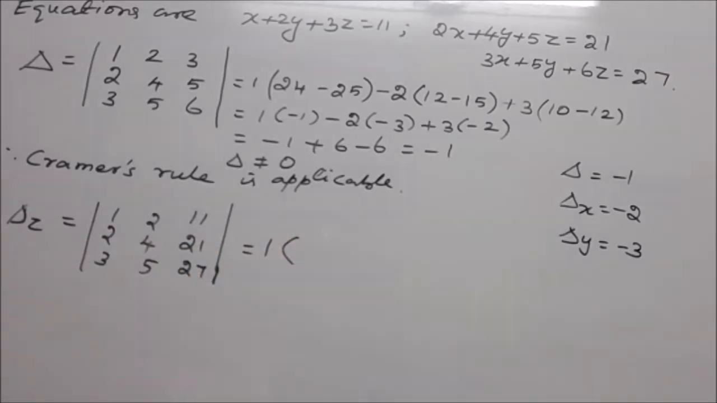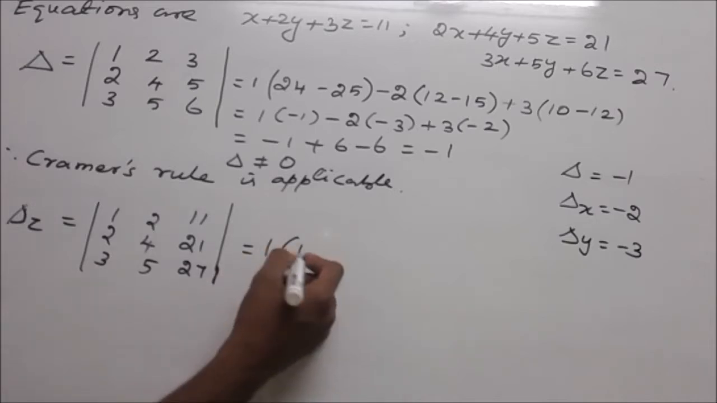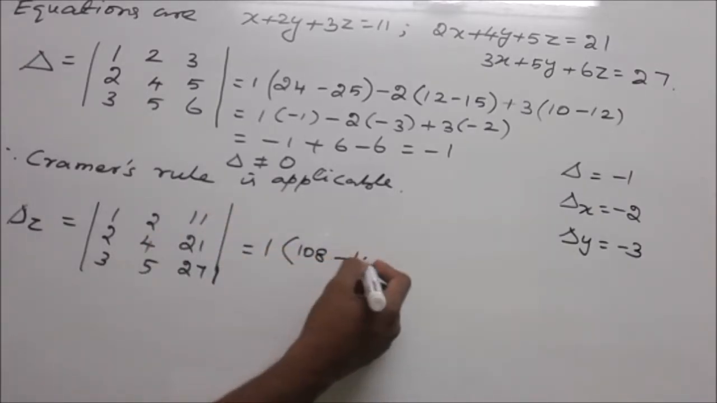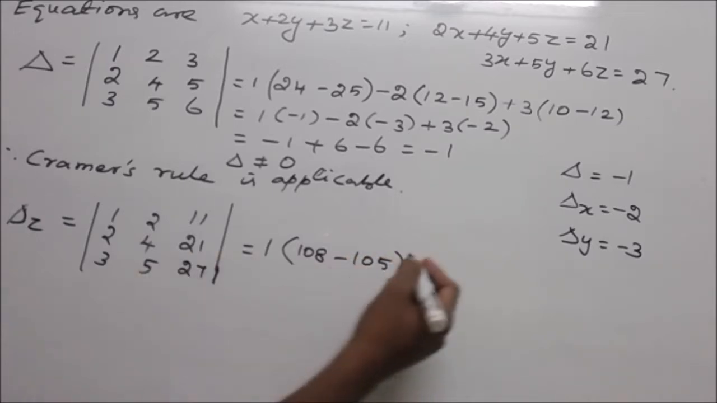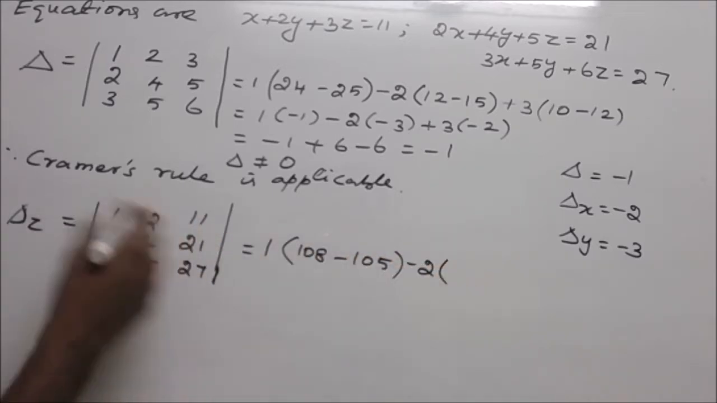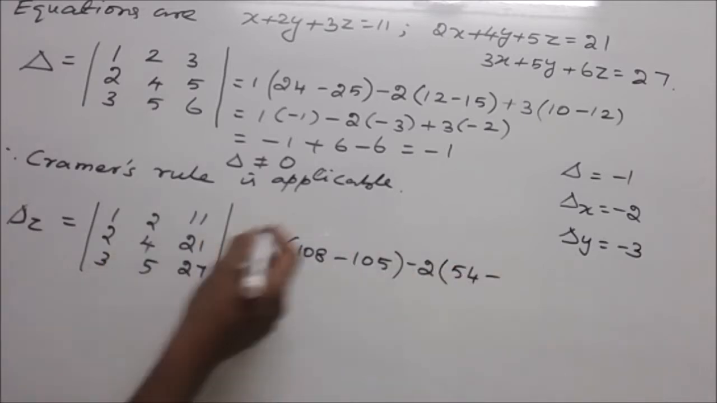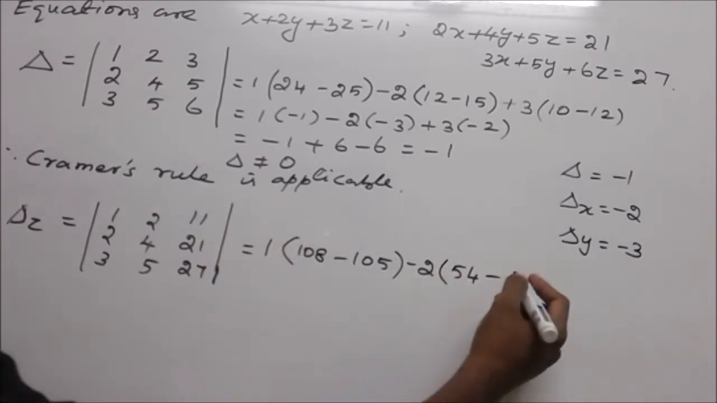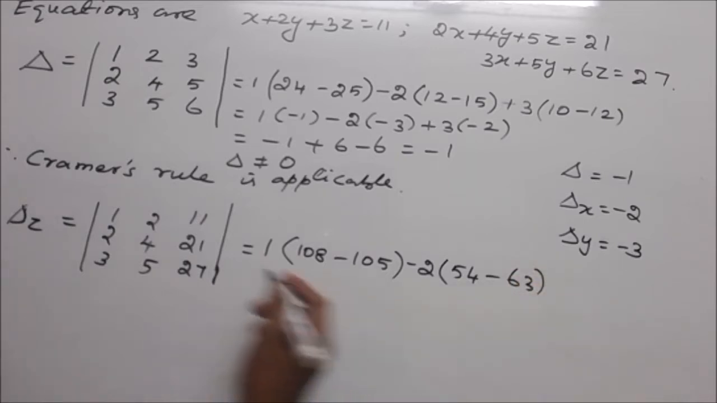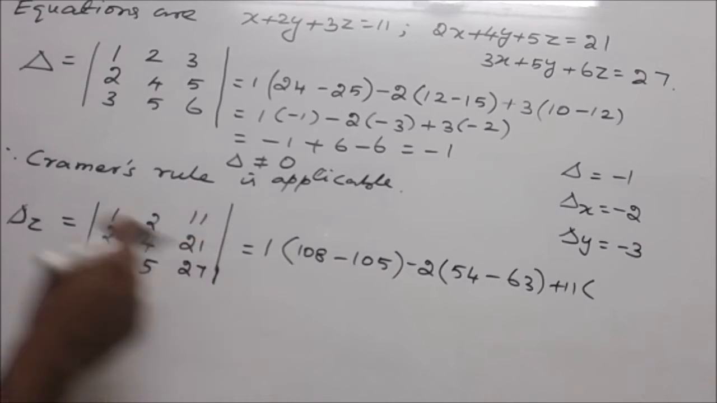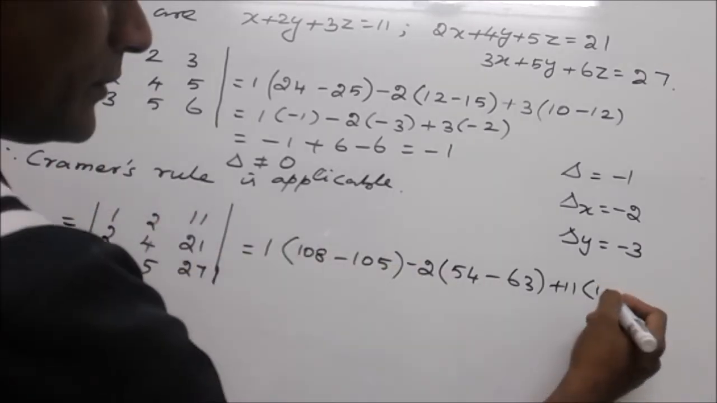1 into 4 into 27, 108, minus 5 into 21, 105, minus 2 into 27, 54, minus 3 into 21, 63. And then the third value: 11 plus 11 into 10 minus 12.